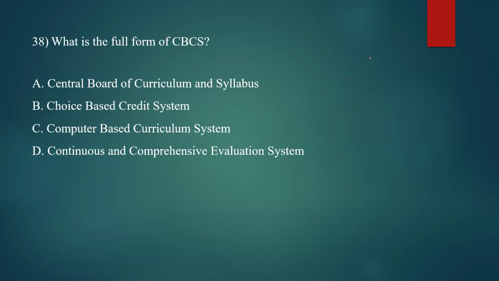Let's go for question number 38. Choice-based credit system. You should know that is the full form: choice-based credit system. You may have seen a lot of similar words, continuous, comprehensive, everything will be there, but you have to fix with this choice-based credit system. Okay.